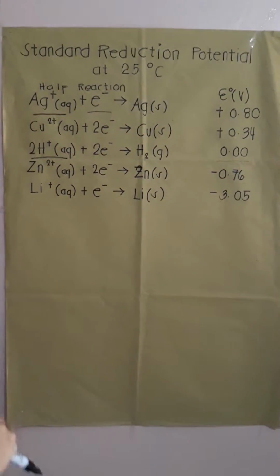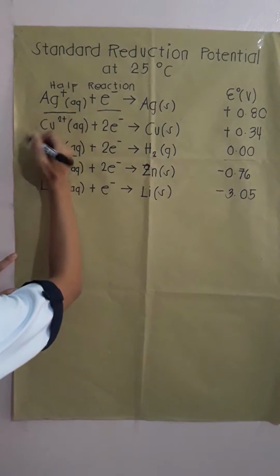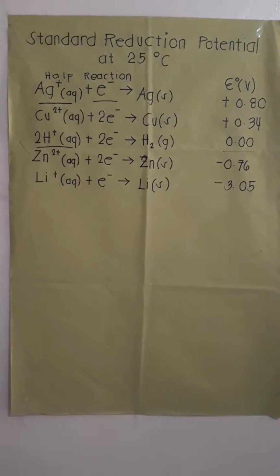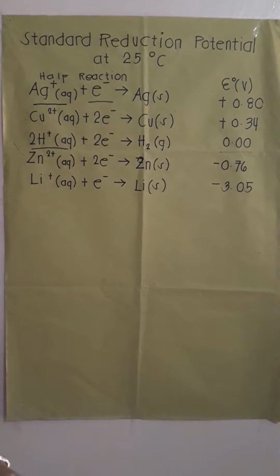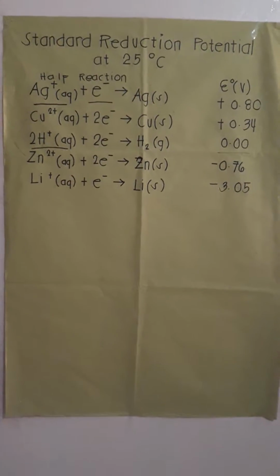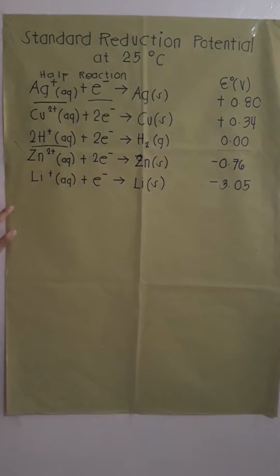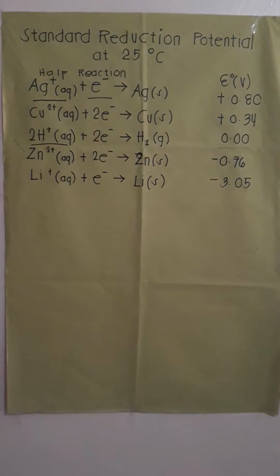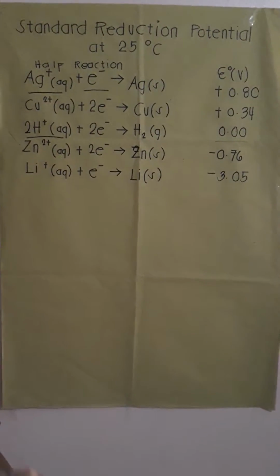Now we're going to have another half reaction. So now let us compare copper and zinc. First, copper gaining electrons, turning into solid copper, has the standard reduction potential of 0.34, while zinc gaining electrons, turning into solid zinc, has a negative 0.76 standard reduction potential.